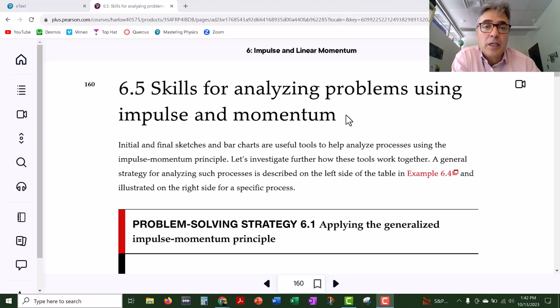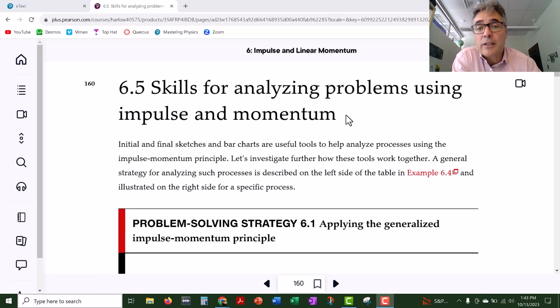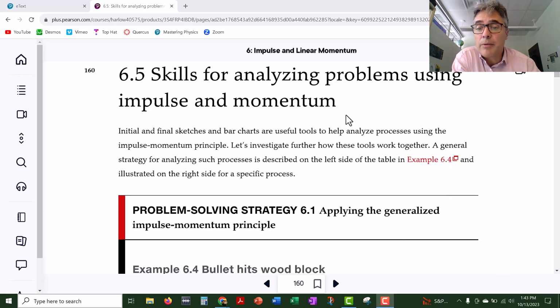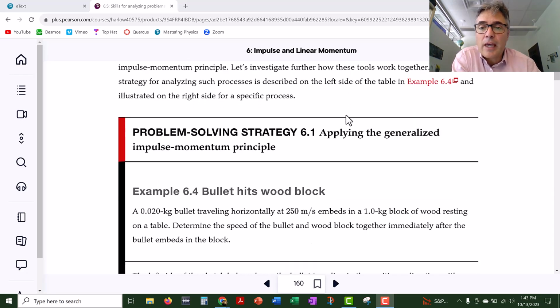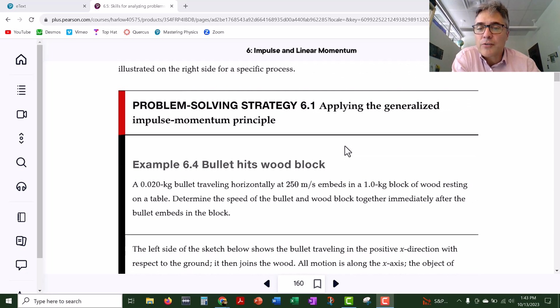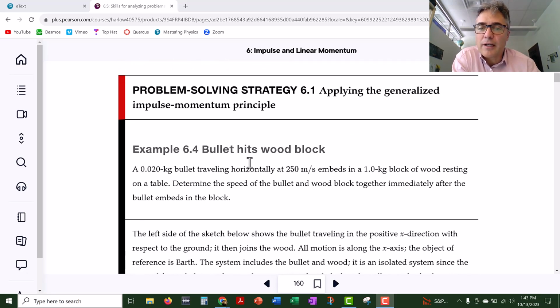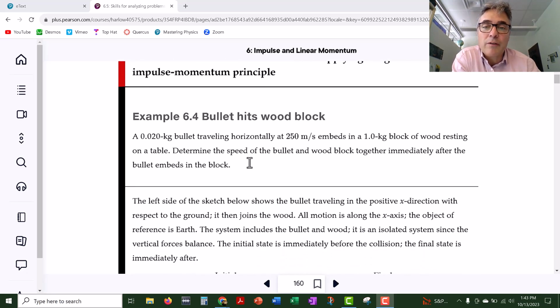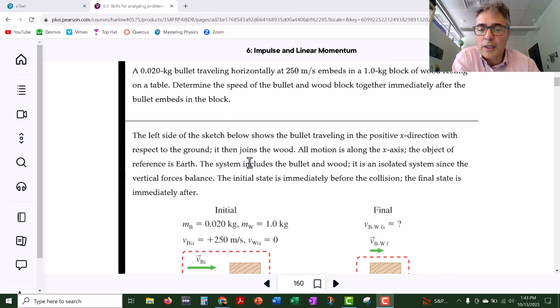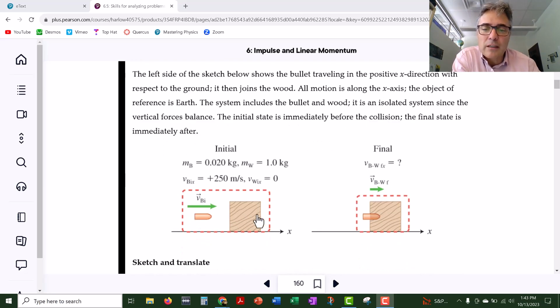We are finishing off Chapter 6 today on impulse and linear momentum. Section 6.5 is skills for analyzing problems using impulse and momentum. There's a problem-solving strategy, and they give an example, 6.4, of a bullet hitting a wood block. So this is sort of like a collision. The bullet is moving along, then it gets embedded into the wood, and so it stops relative to the wood.